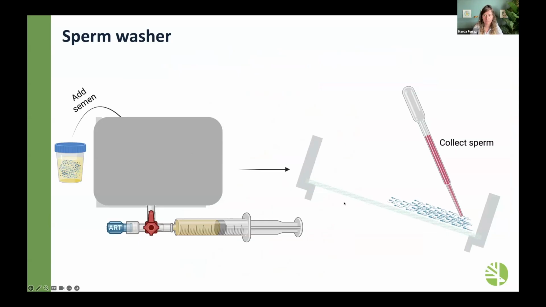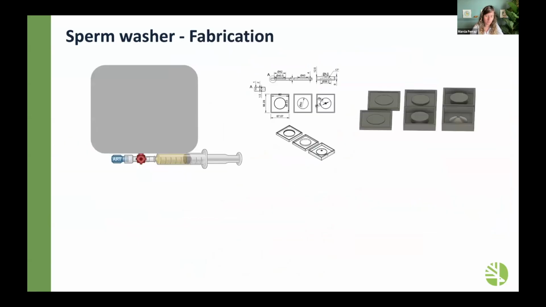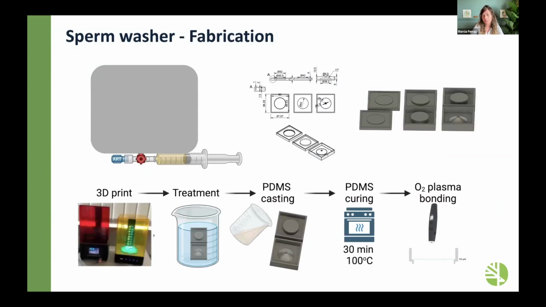To produce that device, we used 3D printing. We produced molds with the 3D printer. We treated those molds. I think Bastien can talk a lot about that. He helped us a lot with that. We cast the PDMS, cure it, and then bond them with plasma. The reason why we chose to do 3D printing is because I have to tell you, we have tried so many different devices.